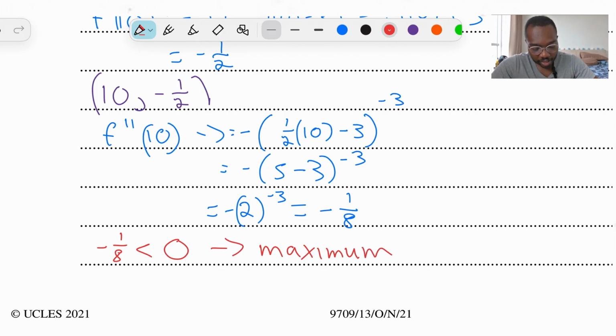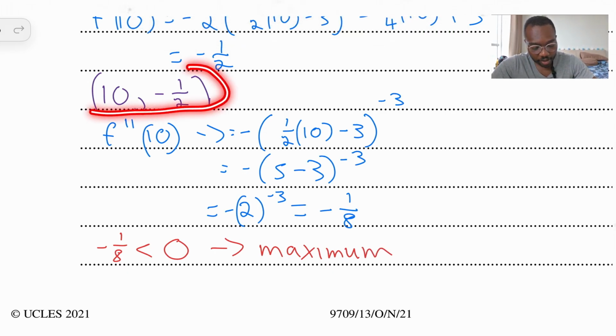So therefore, we worked out the coordinates are 10 and minus a half. We've worked out that when we put that into this second derivative, we get minus an eighth. Therefore, that's less than 0. Therefore, it is a maximum point, and we have done everything we need to do, and that is the end of the paper.